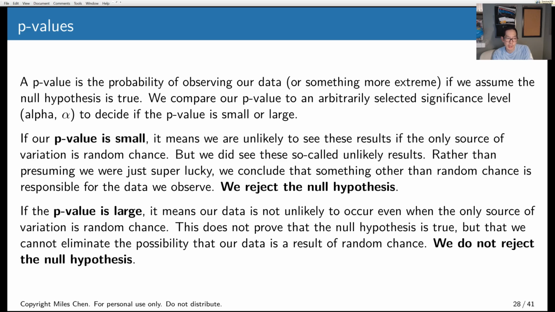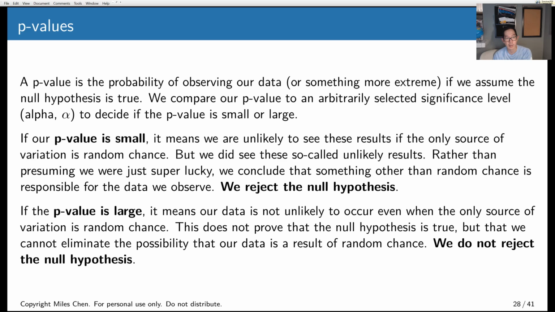So a p-value is the probability of observing our data, in our case a difference of 2.5 points, or something more unusual if we assumed the null hypothesis were true. And once we get our p-value, we compare that p-value to something called alpha, our significance level. And that's an arbitrarily selected number to decide if our p-value is large or small. Most frequently, we use alpha of 5%, but again, it's an arbitrary choice. You can choose whatever alpha you want.